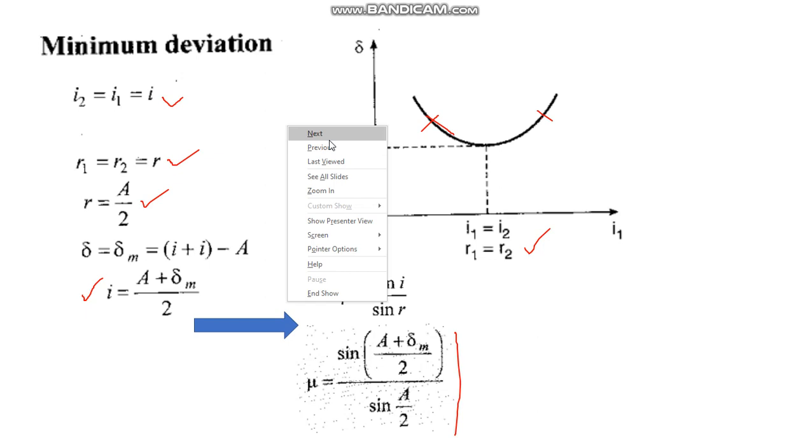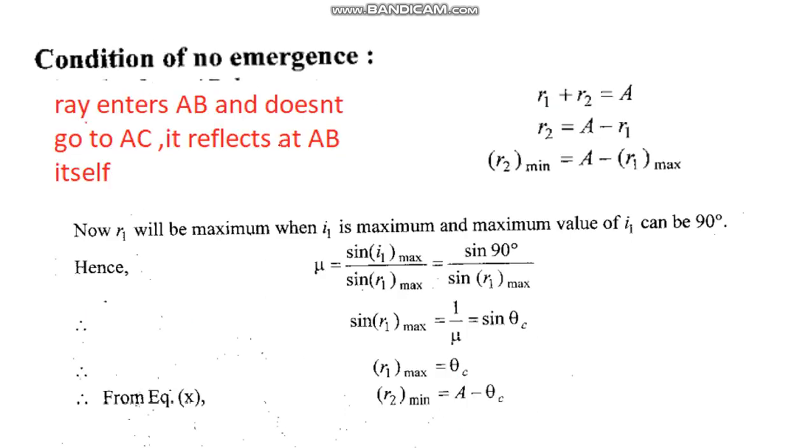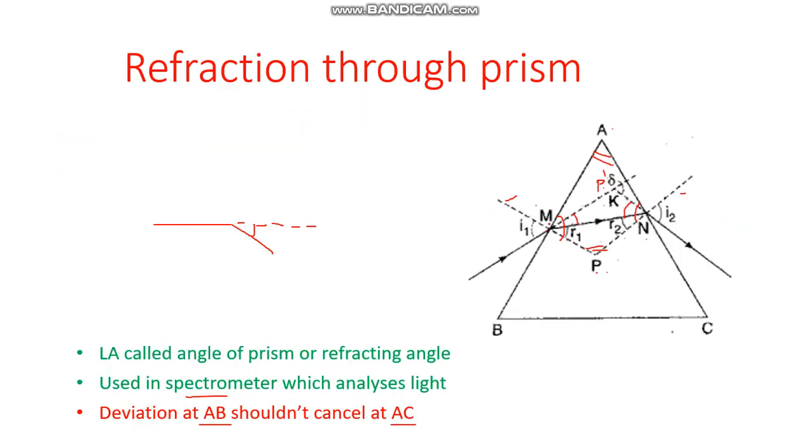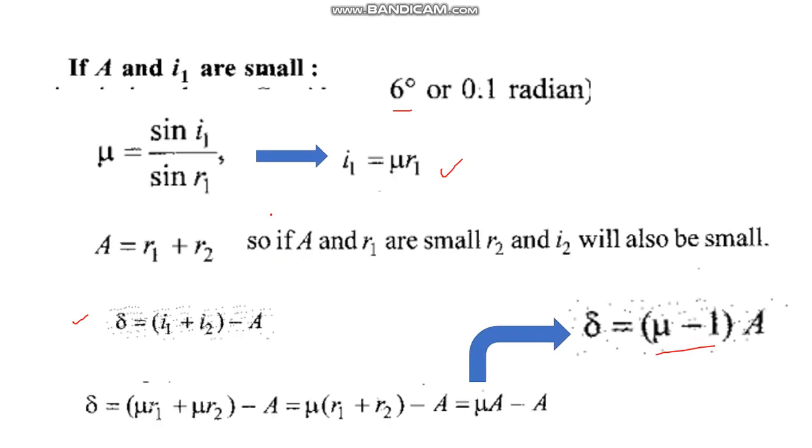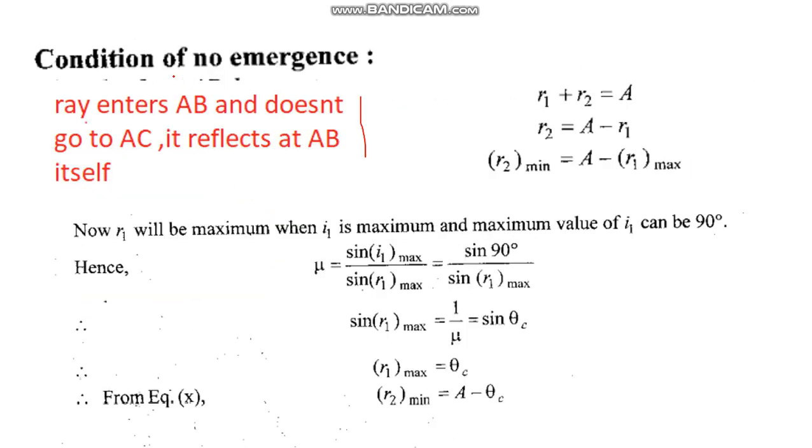So moving on to the condition of no emergence. This is a special case. Here you know that AB is the refracting surface. What happens is the ray enters and it doesn't go towards AC. It refracts at the AB surface itself. That is total internal reflection, which happens at the surface AB. It doesn't go to that other part. That situation we are calling the condition of no emergence.